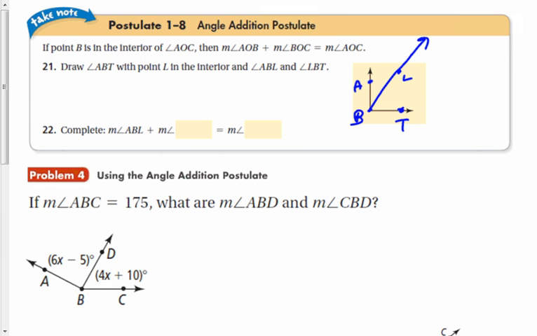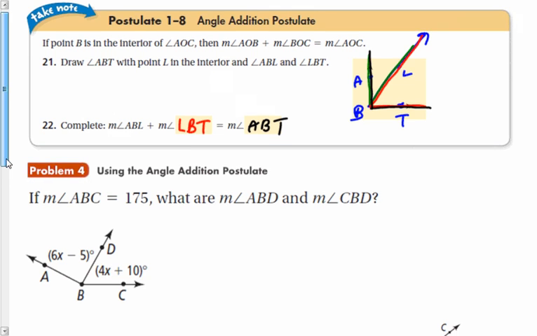What we're saying here is that the measure of angle ABL, which is this one, plus the measure of angle LBT, which is that one, is equal to the measure of the whole angle right there. And that would be ABT. All right, so we're going to use that postulate right now.